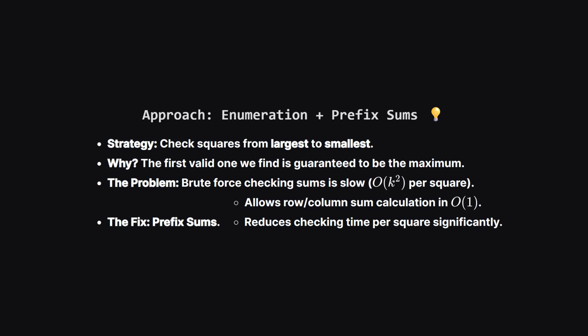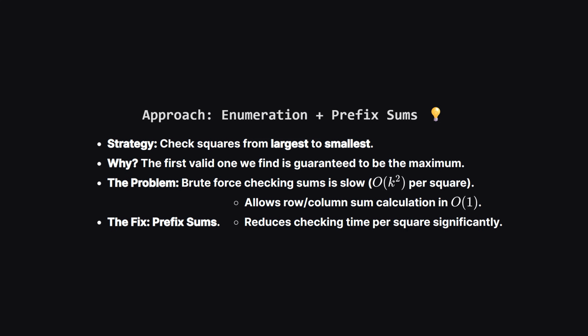So how do we solve this? The most intuitive way is to start looking for the biggest possible square first. The largest a square could possibly be is limited by the shorter side of our grid. If we check that size and find a magic square, we're done. We don't need to check smaller ones. If not, we decrease the size by 1 and try again.